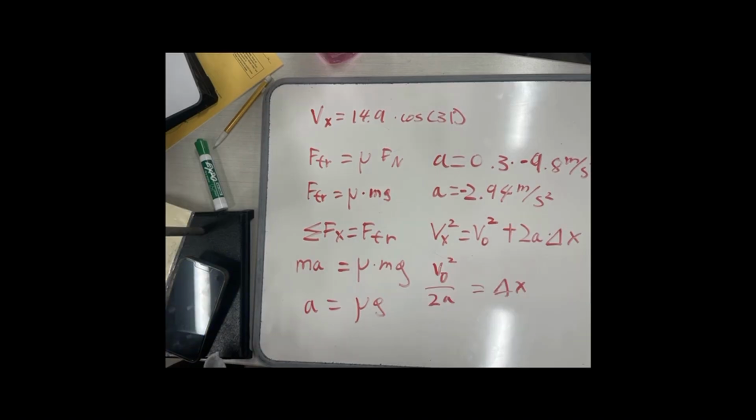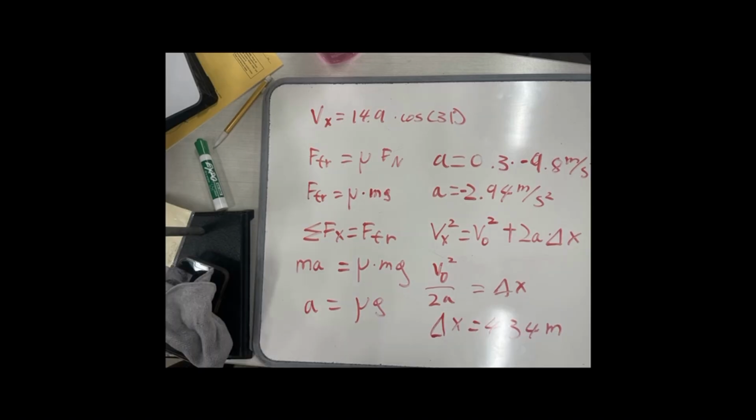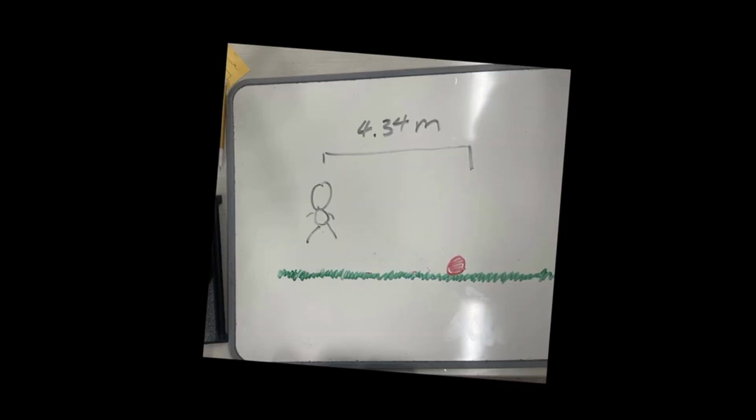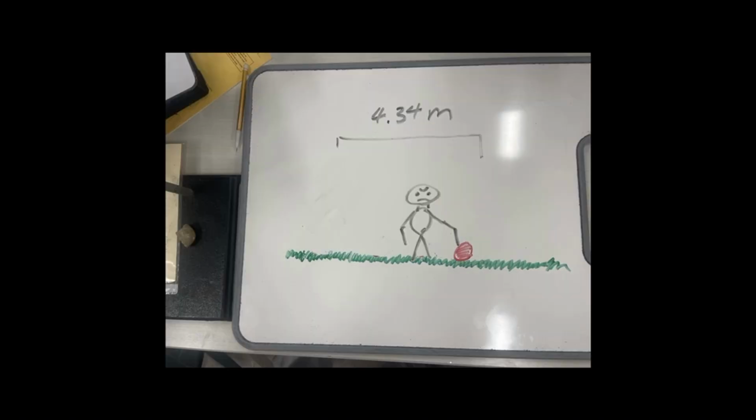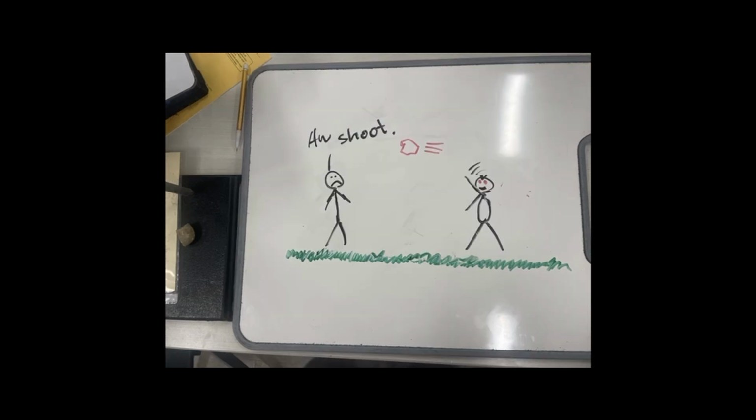So with all of our work finished, we can see that the rock slides 4.34 meters on the grass. With an angry and frustrated Liam, he walks 4.3 meters along the grass to pick up the rock to throw it back at Han for revenge. Unfortunately for Han, Liam's calculations were very accurate and it hits him.